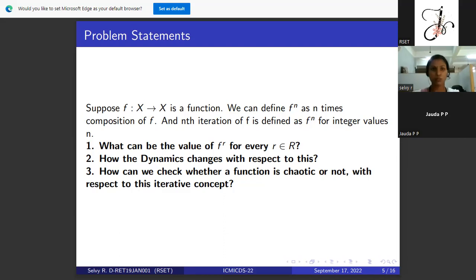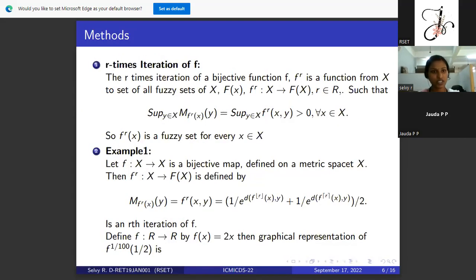For solving these problems, I define some definitions. First definition is r times iteration of f. The r times iteration of a bijective function f, denoted by f power r, is a function from capital X to the set of all fuzzy sets of capital X, denoted by capital F of X. That is, f power r is a function from X to F of X for every r element of R. It satisfies a condition that the supremum over y element of capital X of the membership value of y in the set f^r of x must be greater than 0 for every x element of capital X. So f^r of x is a fuzzy set for every x element of capital X.